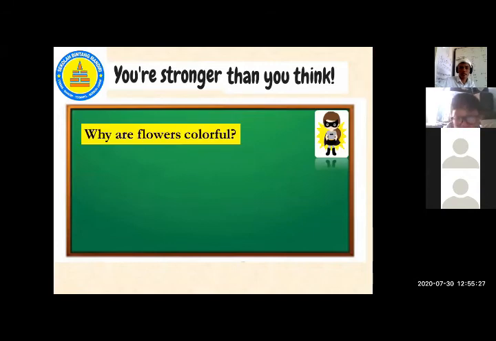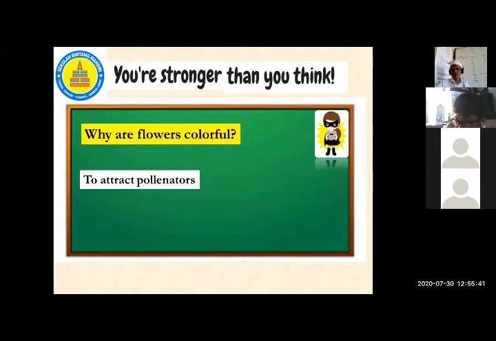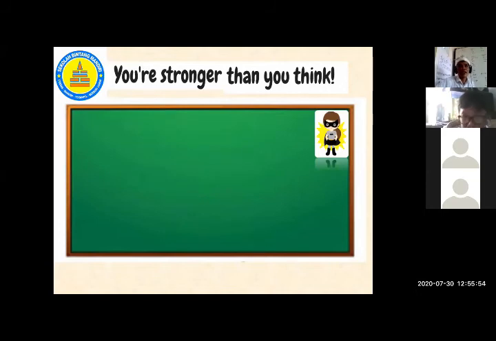I need some air. Why are flowers colorful? Anybody? Because the insects. To attract the insects. Very good. For what? To get more colorful. Pollination. Very good. Yes, for pollination. Itu kalau untuk yang bunga apanya? Untuk tanamannya. What about the bee, the insects?